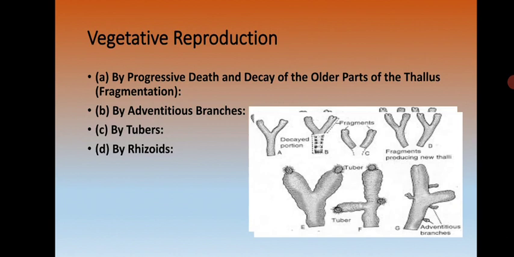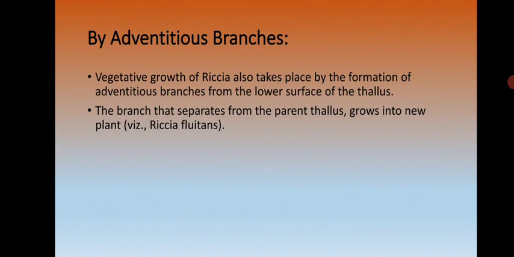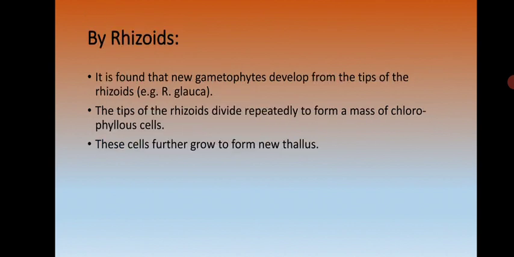Persistent apices. The apices of the thallus grow down into the soil and become thickened at the end of a growing season, and these apices resume their growth during the favorable season. They come above the soil and develop into the new plant.